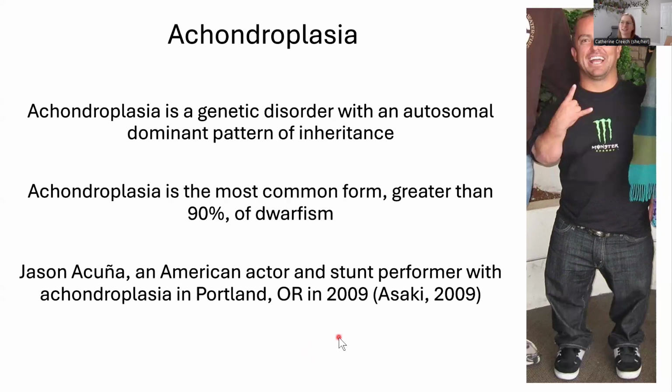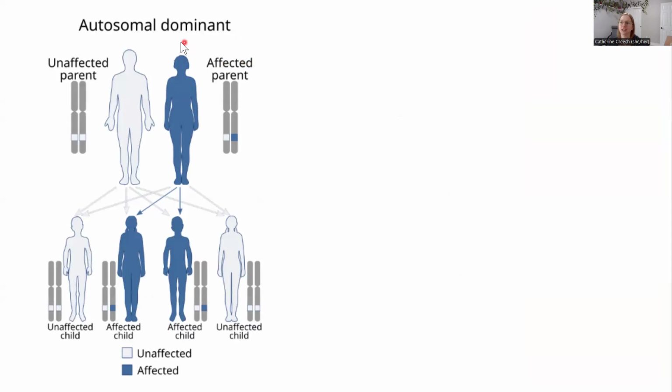So let's look at how achondroplasia as an autosomal dominant trait is inherited. If you have an unaffected parent, they do not have the dominant allele. So they must have 2 recessive alleles, 2 because humans are diploid. If you have an affected parent, they're going to have 1 dominant allele and 1 recessive allele.